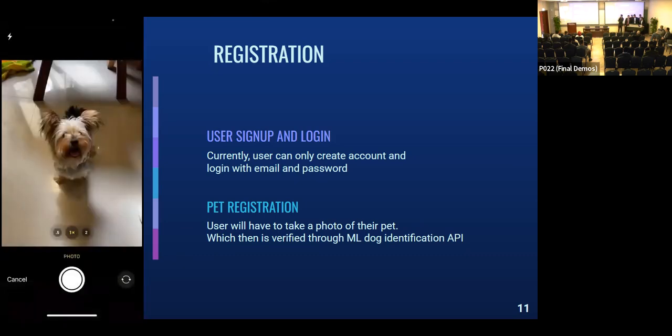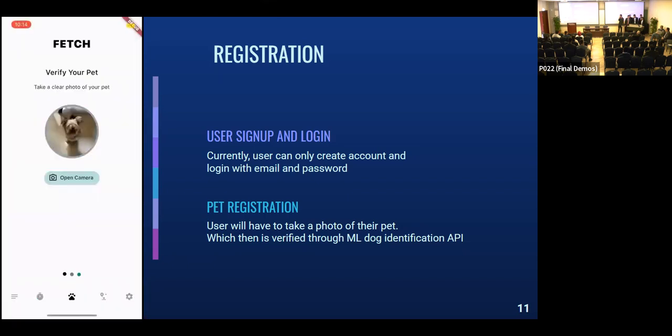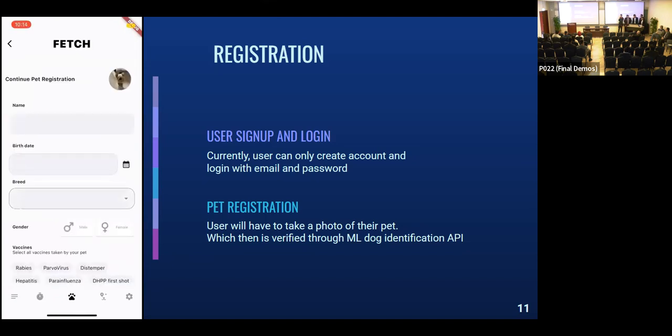Here, a picture is going to be taken of the dog. The app checks, and then the app verifies it. Then you move on to the pet registration part.